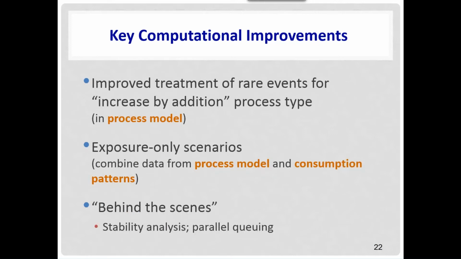A key computational enhancement is the improved treatment of rare event in the process model, and I'll elaborate on that in the next few slides. Another major change is the capacity to create an exposure-only scenario, which may be useful in a situation where there is insufficient knowledge about dose response. This feature allows users to calculate exposure to a pathogen or a contaminant and skip the dose response element entirely when they do not need to know the number of cases, for example. An exposure-only model may be useful also regarding chemicals, producing an output for comparison with a reference point.